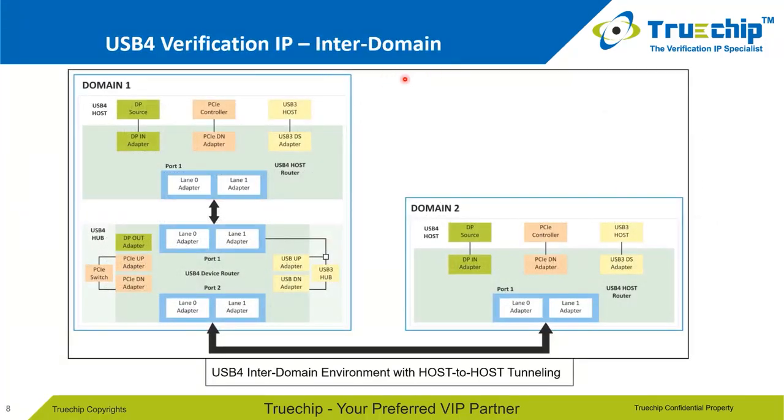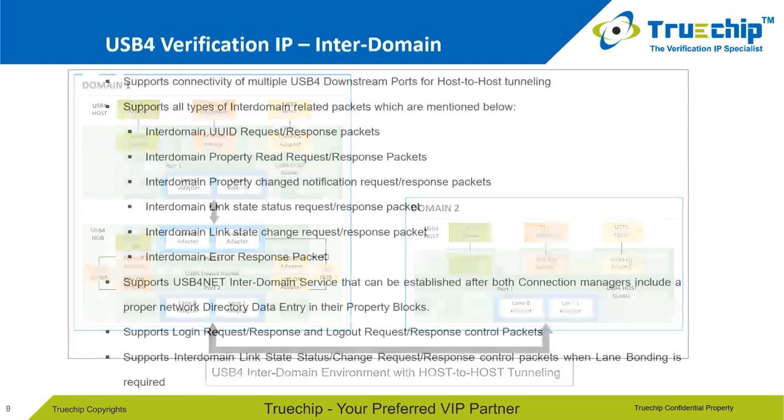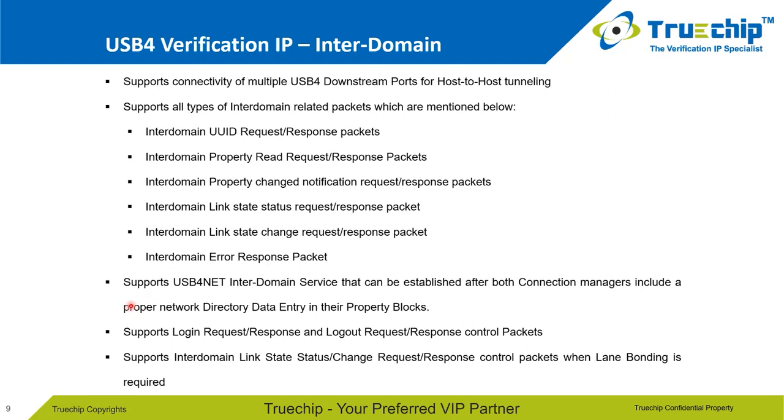The figure shows an inter-domain environment in which a downstream port of a router is connected to a downstream port of another router in a different domain. This is used to establish host-to-host tunneling. The USB4 connection manager supports the Ethernet over USB4 domain interdomain protocol, also known as USB4 net. This enables two USB4 PCs to establish a USB4 net connection.